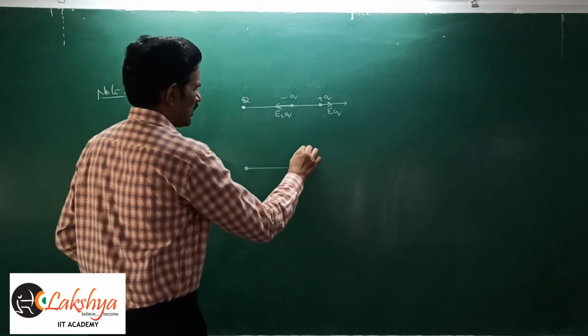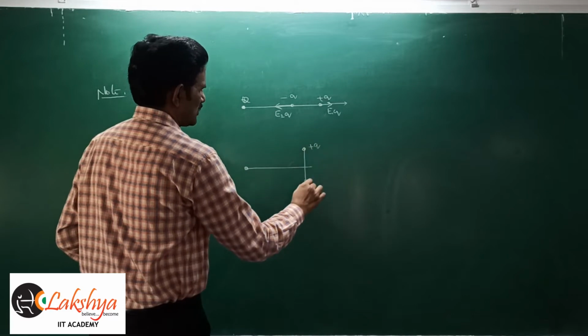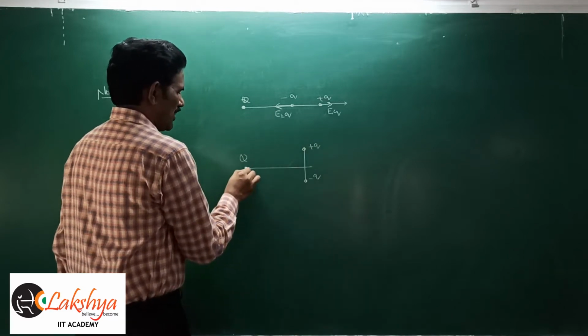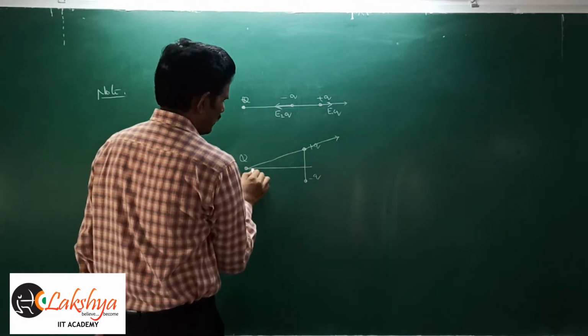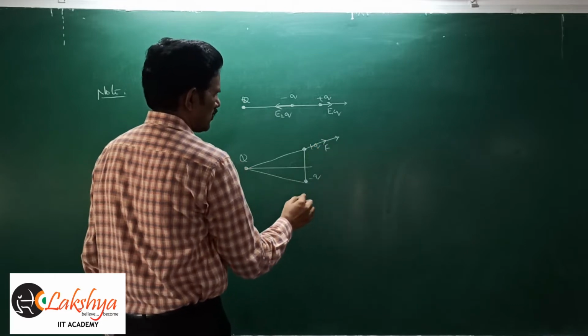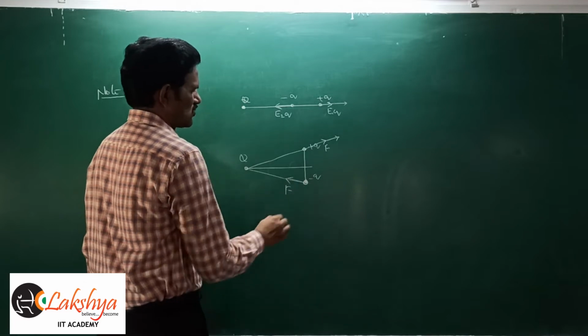If you consider that a dipole is placed here, let us take this as a positive charge and this as a negative charge here. Now this is a point charge. Again, the electric field due to this charge will be along this direction at this point, and the electric field here is also along this direction. So therefore here the force is along this direction, but here the force is an attractive force like this, since it is a negative charge.